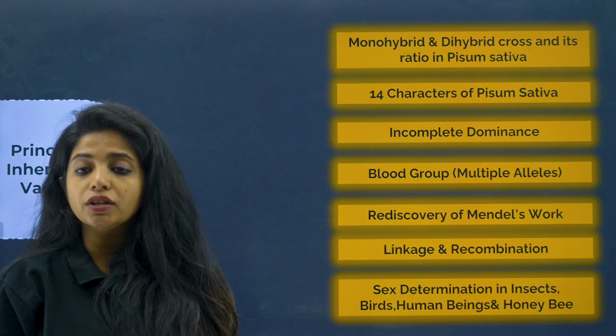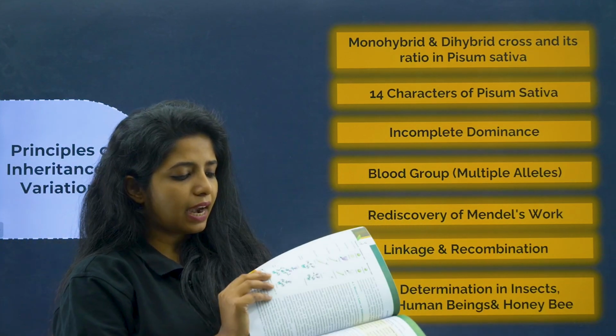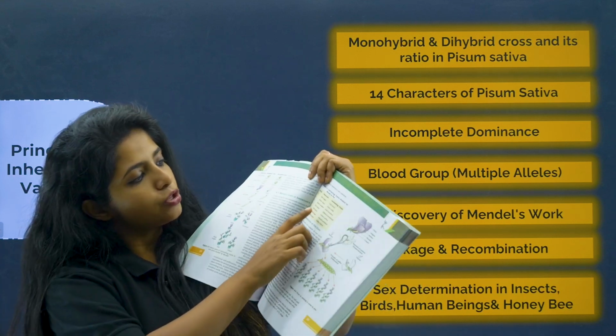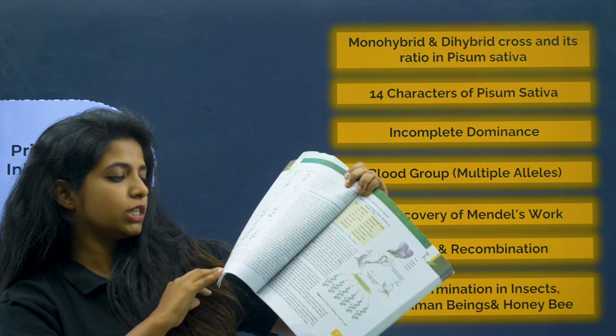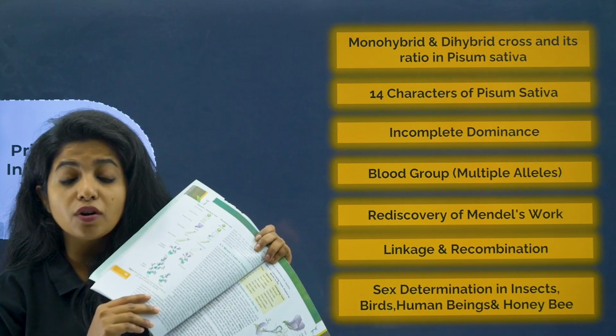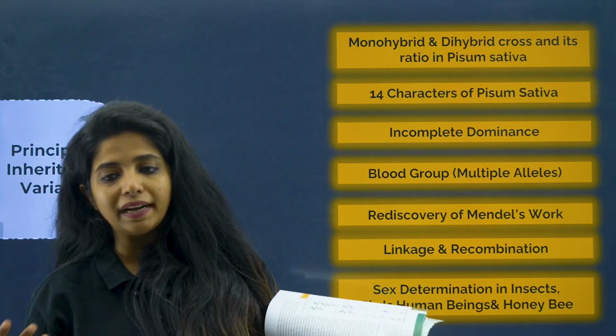Now, 14 characters of Pisum sativum, again something that is very, very important. All the 14 characters are given over here. If you see this particular thing, okay, here also you have, here also you have. I'll recommend you go with the one given on page number 54. Why? Because this is a pictorial representation. It's in the format of what? Pictures. So you will be able to remember it in a much better way.